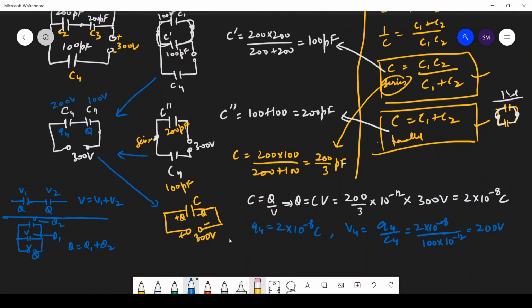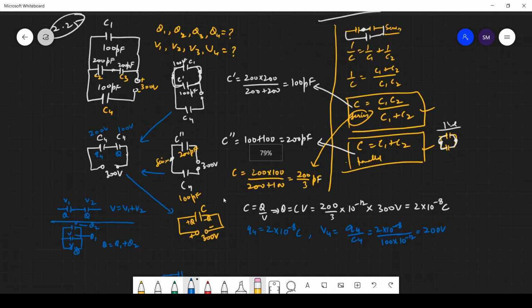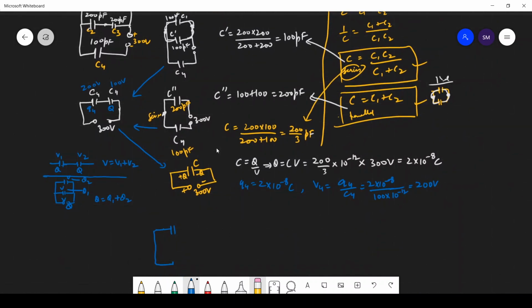So let me make this diagram. C double dash is the capacitor we got from C1 and C dash. So now C1 is 100 picofarad, and C dash is again 100 picofarad.